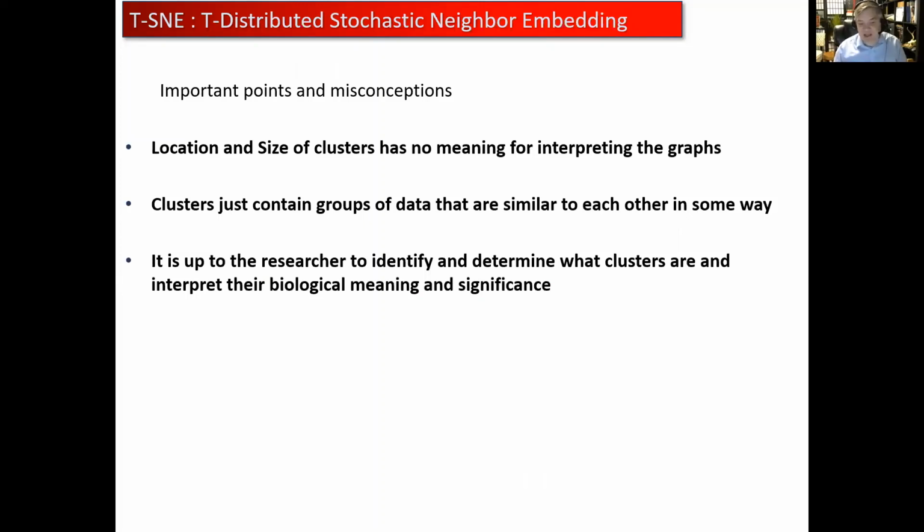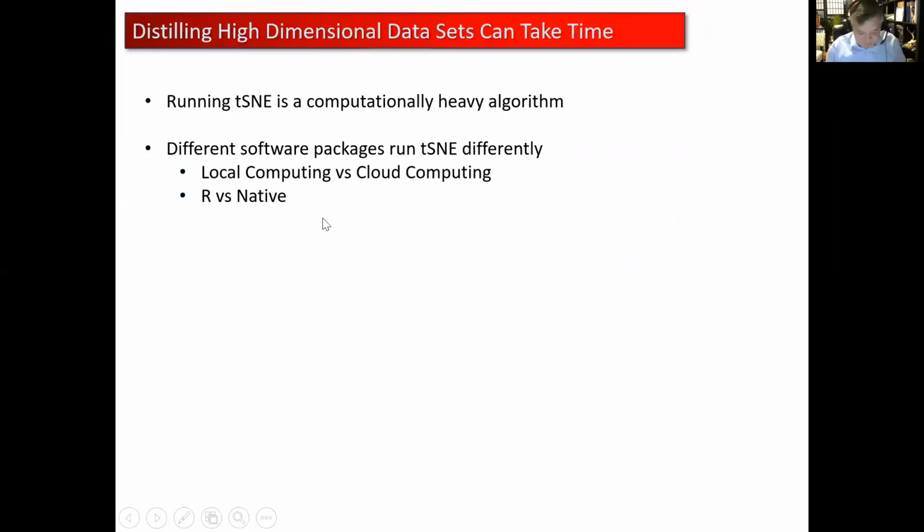These are things that I hear when I go out to labs and speak to people, things that we hear all the time when people write into our support. The location and the size with t-SNE graphs doesn't have a lot of meaning for interpreting them. The clusters just contain groups of data that are similar to each other in some way. And in the end, it's up to you as the researcher to identify and determine what those clusters are, and then ultimately to determine the biological meaning and significance of them, just like you would with standard two-dimensional plots.